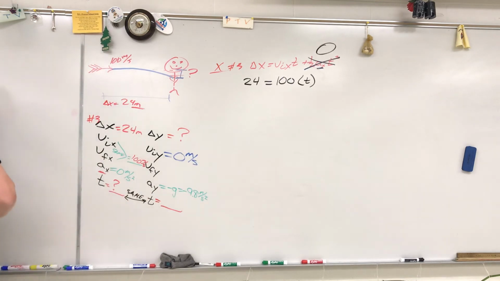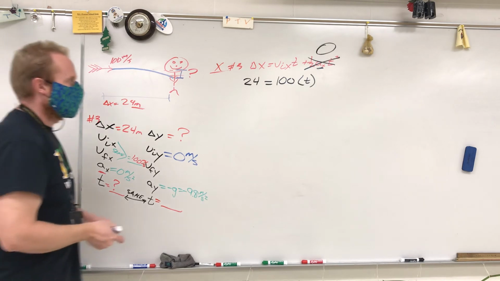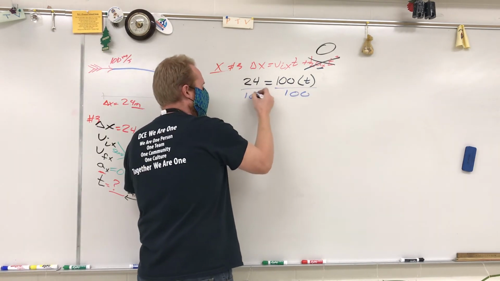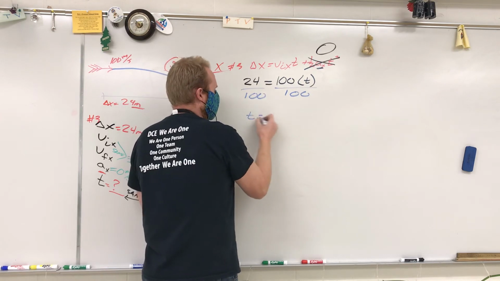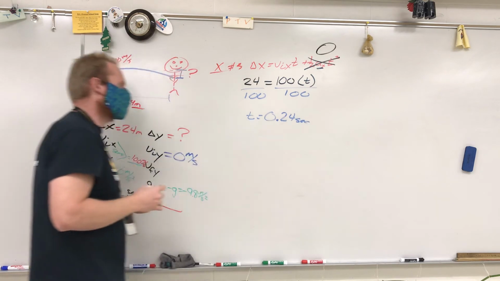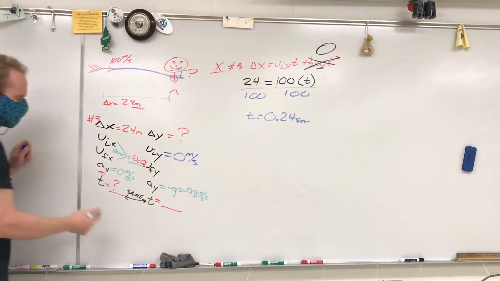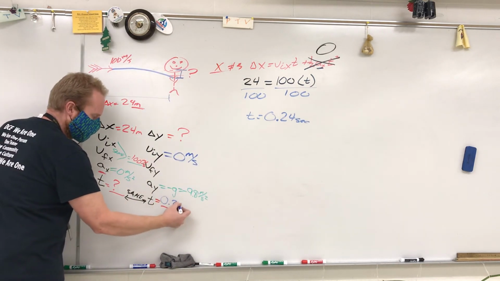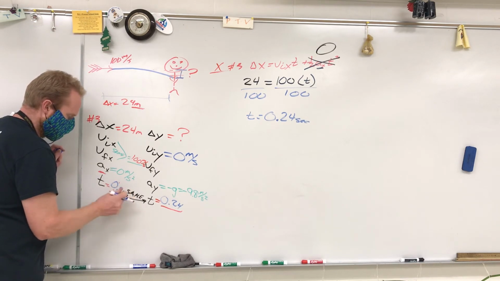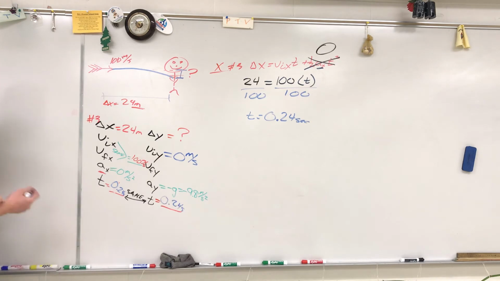I take 24 is equal to 100 times t. Now to isolate t, I divide both sides by 100. And we get a time of 0.24 seconds, that we can put now in both of those locations.